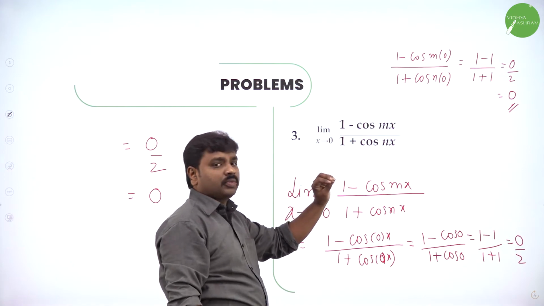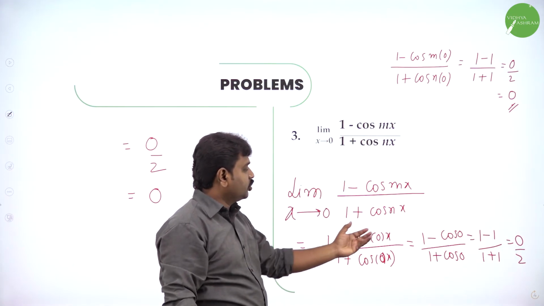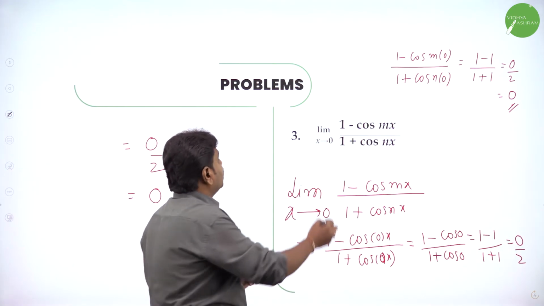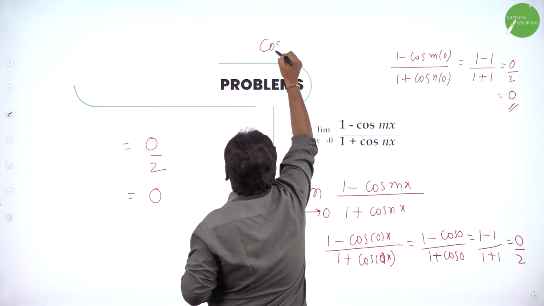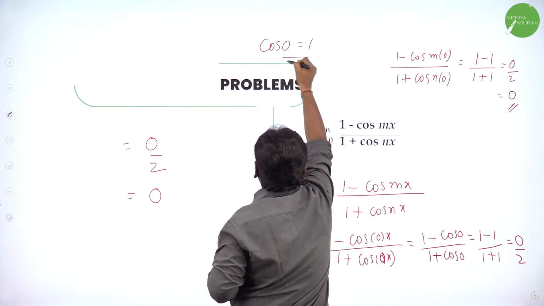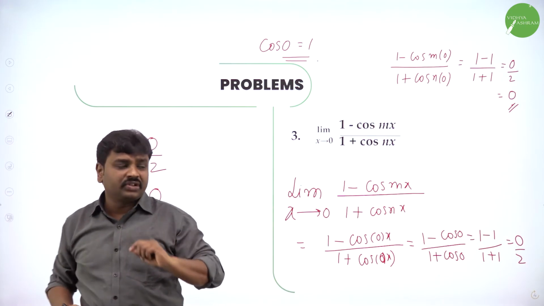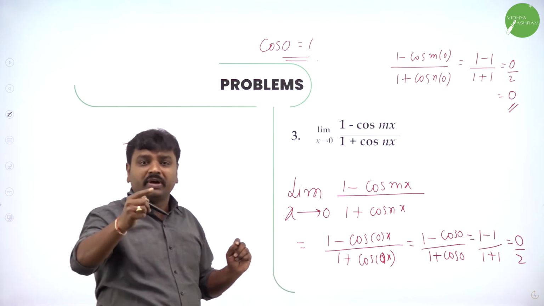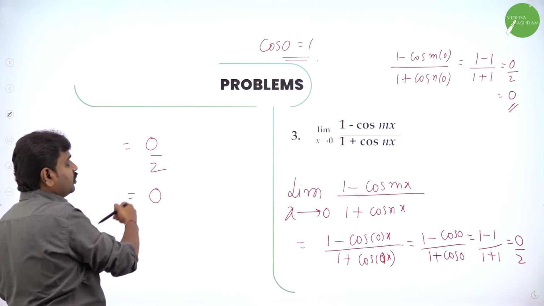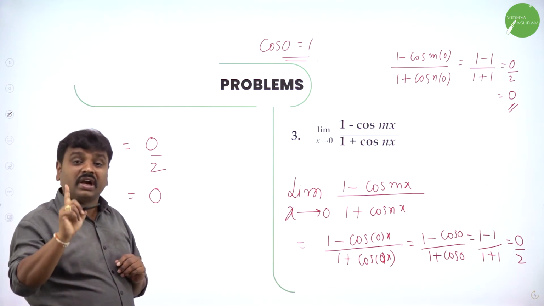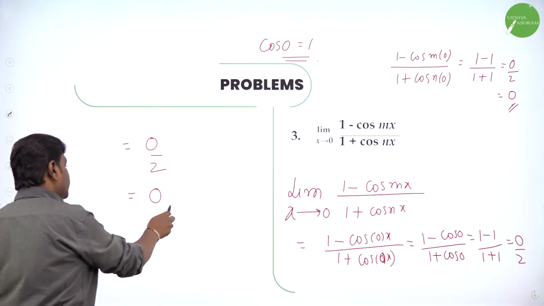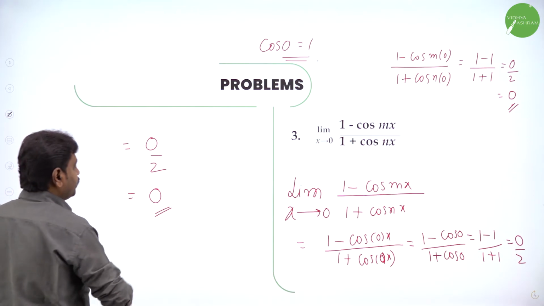It's a simple and direct problem. In the place of x I put 0. Numerator becomes cos 0. What is cos 0 degrees? All of you know what cos 0 is. In mathematics, cos 0 degrees is 1. So numerator 1 minus 1 is 0. Denominator 1 plus 1 is 2. 0 by 2 is 0. 0 by any number is 0. We can get 0 by a number, but we should not get 0 by 0, which is indeterminate. So the answer is 0 for this problem.